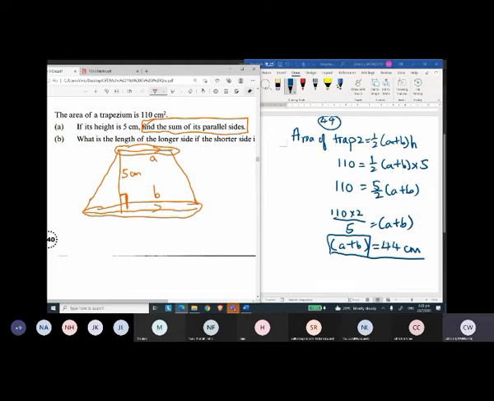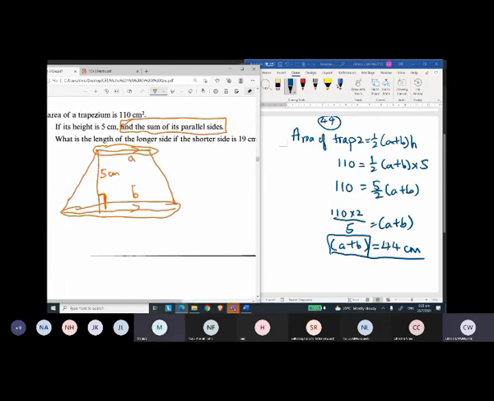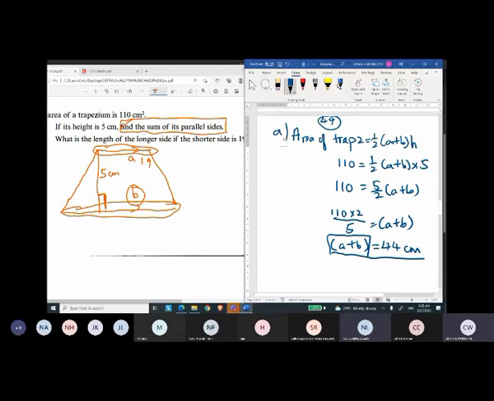Now you're supposed to find the length of the longest side if the shortest side is 19. So you're supposed to find B. The shortest side they give you is 19, and this is A. So can you find B or not? How do you find it?